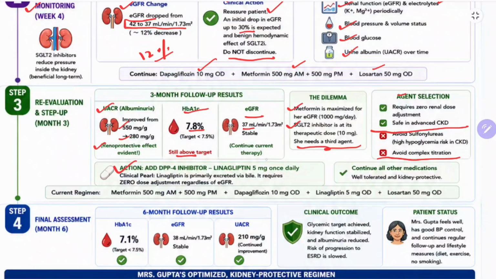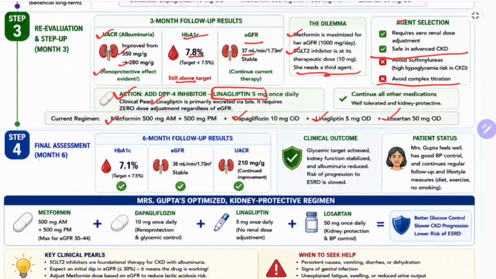Now the third action is to add a DPP-4 inhibitor. Here linagliptin is chosen. Why? Because it is safe at all GFR, all eGFR. Linagliptin is primarily excreted via bile. It requires zero dose adjustment regardless of eGFR. Okay. So now the regimen is metformin 1 gram daily, dapagliflozin 10 mg OD, linagliptin 5 mg OD, and losartan 50 mg OD.